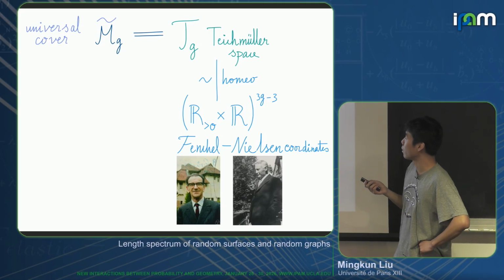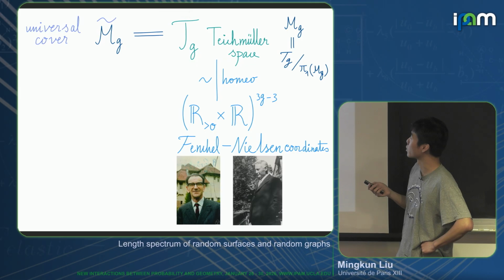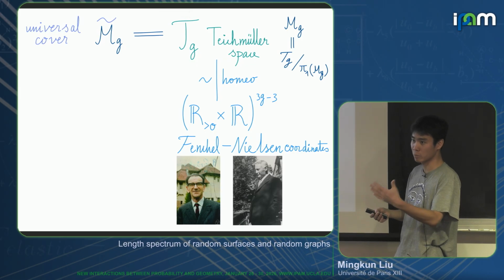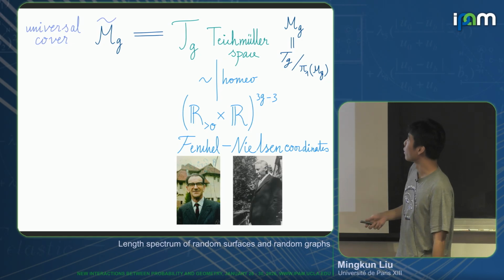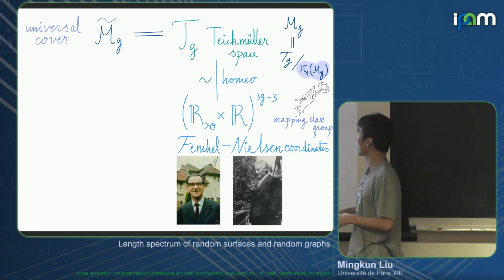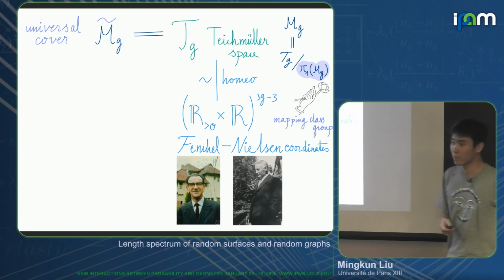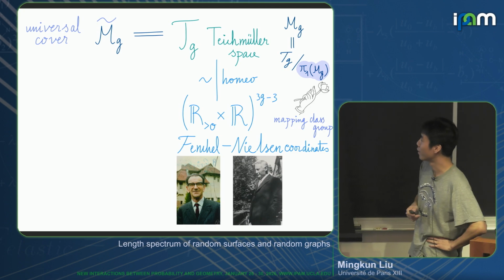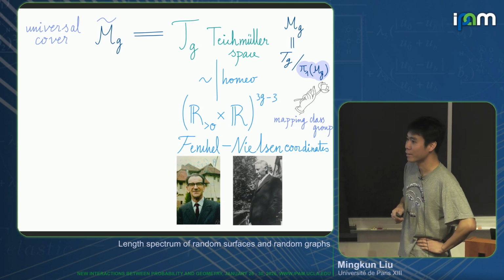Another way to put it is that the moduli space is the quotient space of the Teichmüller space, where the fundamental group of the moduli space acts. Then you take the quotient, you get the moduli space, and the fundamental group has also another name, called the mapping class group, if that rings a bell for some of you. So I have a quick question.